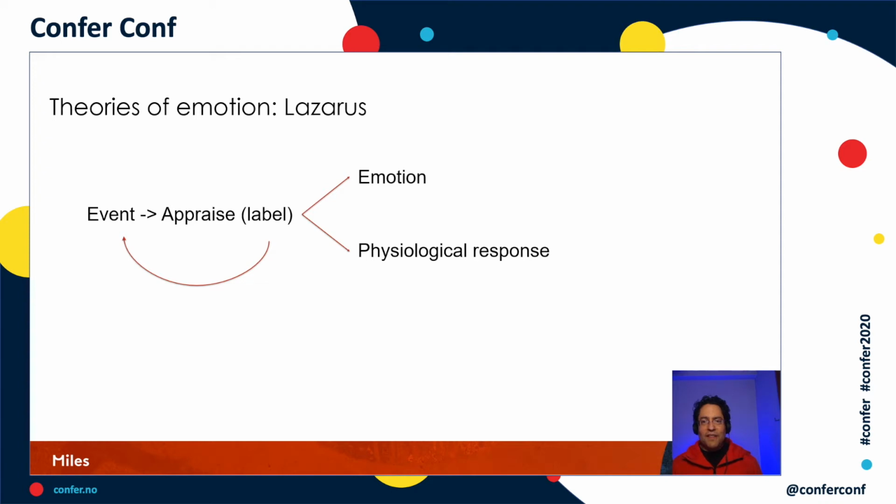An example of this is you see a bear in the woods, and then your primary appraisal is, this is stressful, but then your secondary appraisal could be, I can escape. So the emotional experience of fear and physiological response.